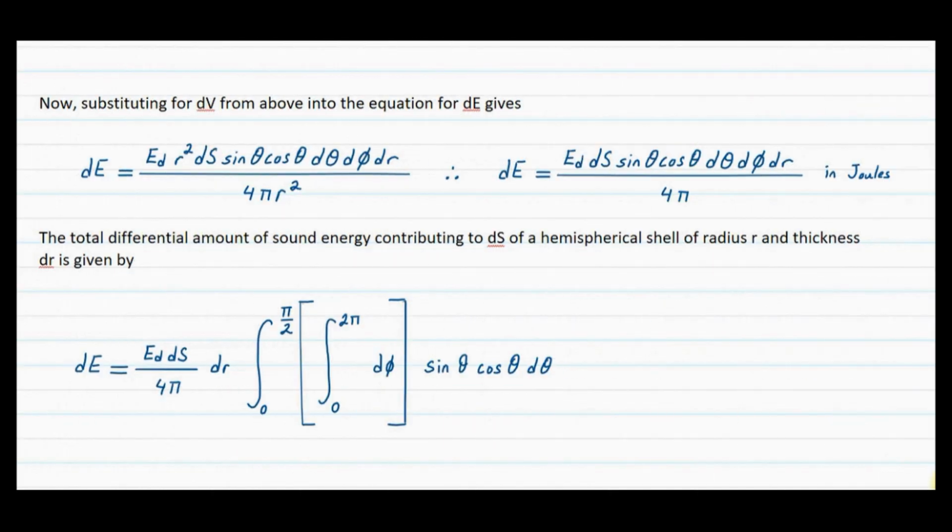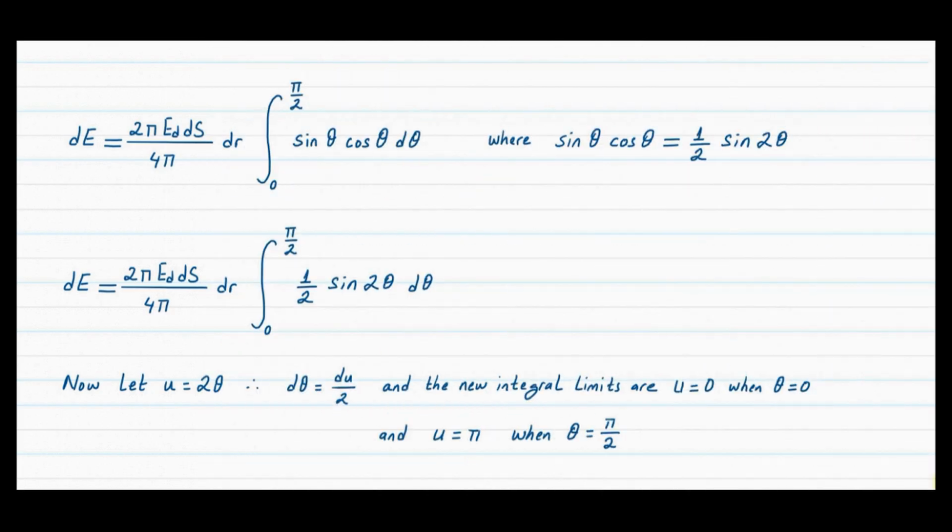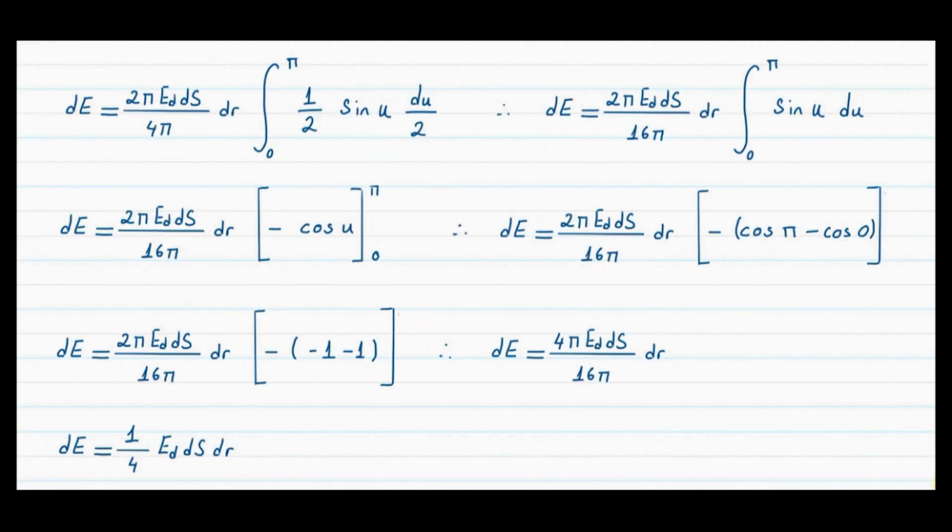Now, substituting for dV from above into the equation for dE gives the following expressions. The total differential amount of sound energy contributing to ds of a hemispherical shell of radius r and thickness dr is given by the following expression. And after the manipulation of this expression, we obtain an expression for the total differential amount of sound energy, which is dE equals 1 over 4 times E sub d times ds times dr.